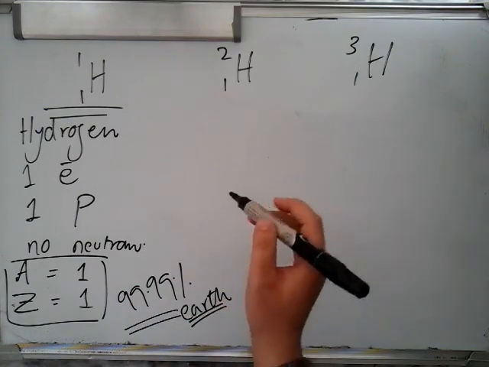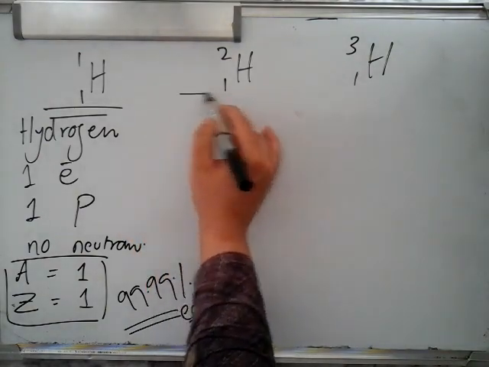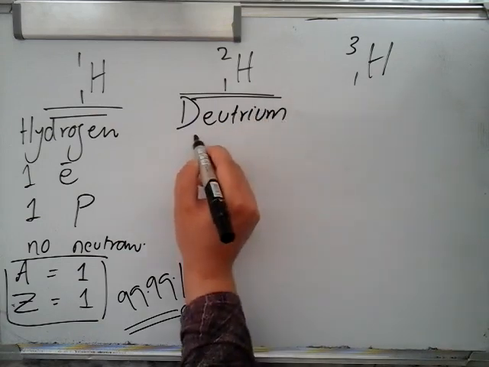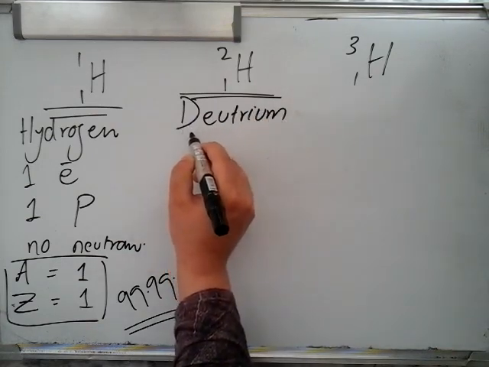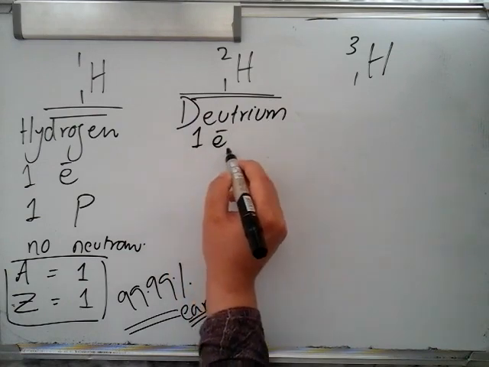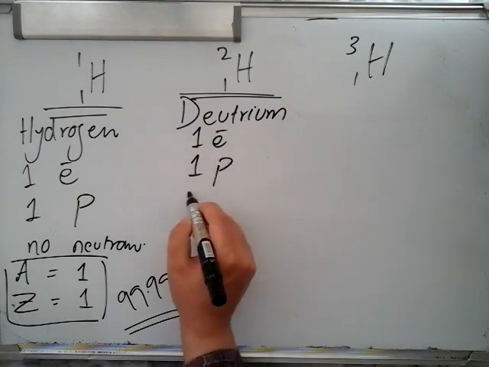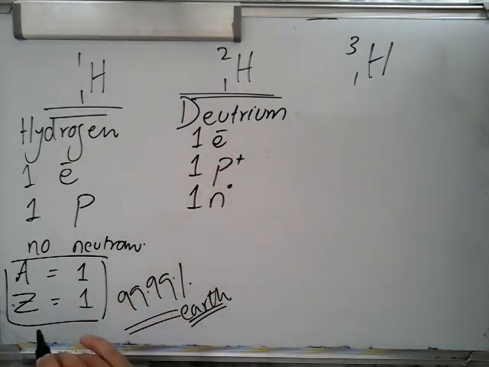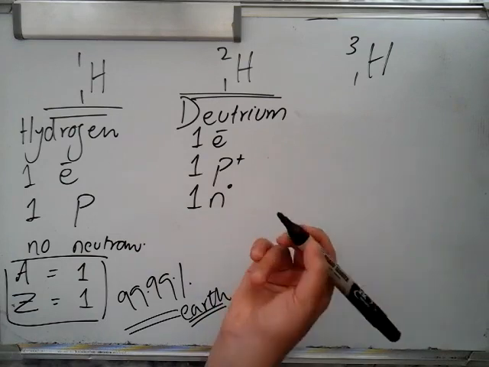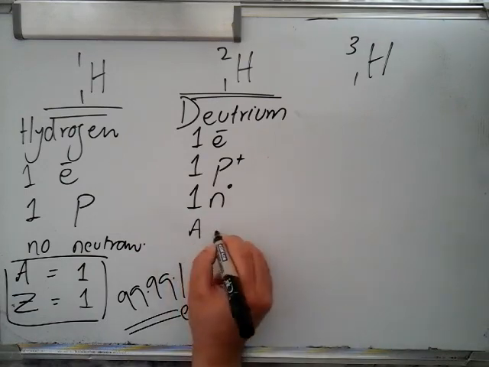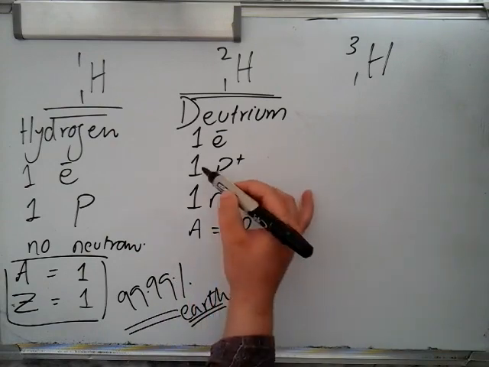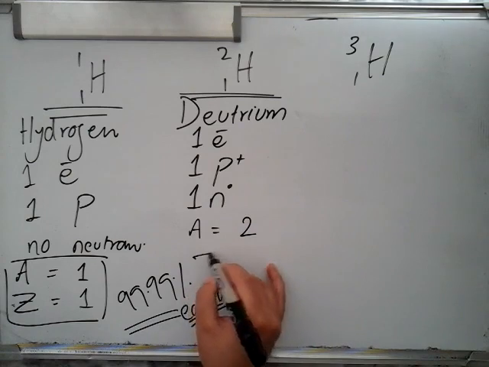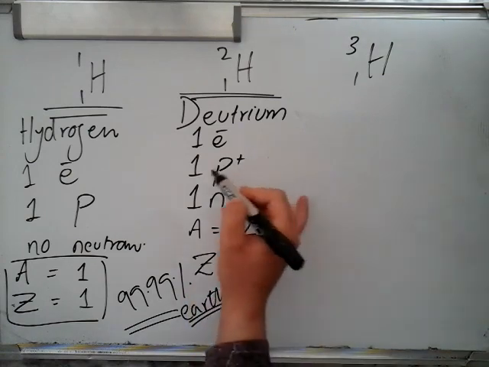On the other hand, if you see this isotope, its name is deuterium. This isotope of hydrogen has 1 electron, and in the same way it also has 1 proton and 1 neutron. So if we find the mass number of deuterium, the mass number would be 2, because of 1 proton and 1 neutron in the nucleus, and its atomic number would be 1, because its proton number is 1.